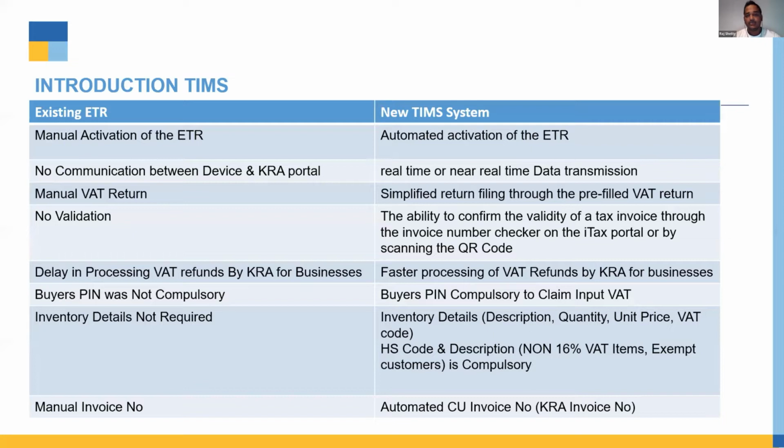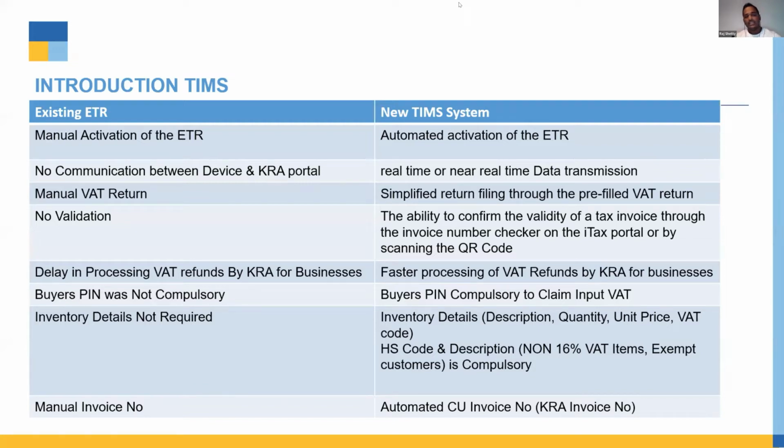But with the new TIMS system, there is automated activation from the KRA side. So what you have to do, you have to apply for a new ETR from authorized suppliers. They will inform KRA, and every ETR has a new serial number. It will be assigned to your PIN. KRA will send a confirmation email, and then it will be automatically activated from their side. You don't need to take the machines to KRA.